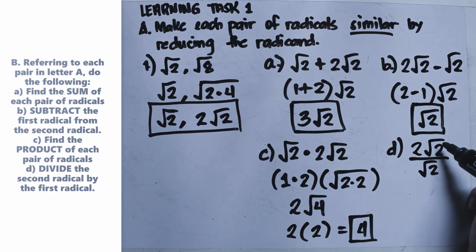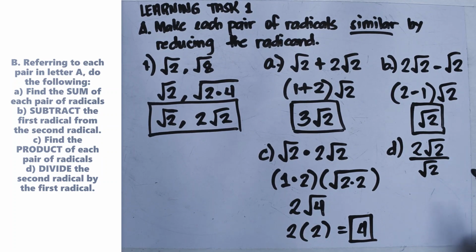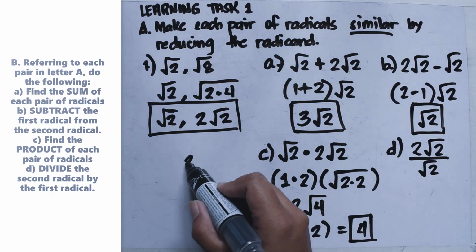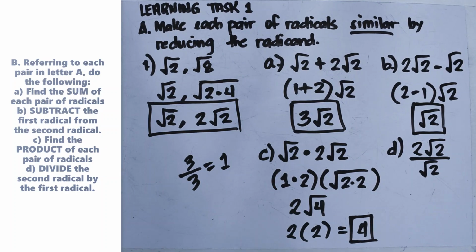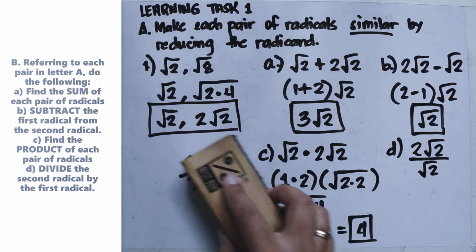If you notice, guys, square root of 2 and square root of 2 are just the same. I said before that when you divide and the numbers are exactly the same, for example, 3 divided by 3, the answer will always be equal to 1. So, whatever the number is, when you divide it by itself, the answer is always 1.